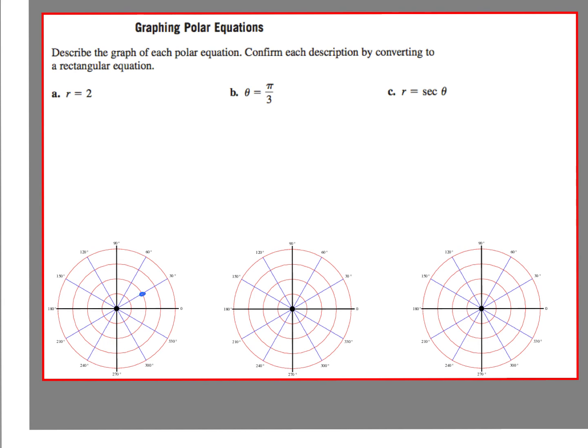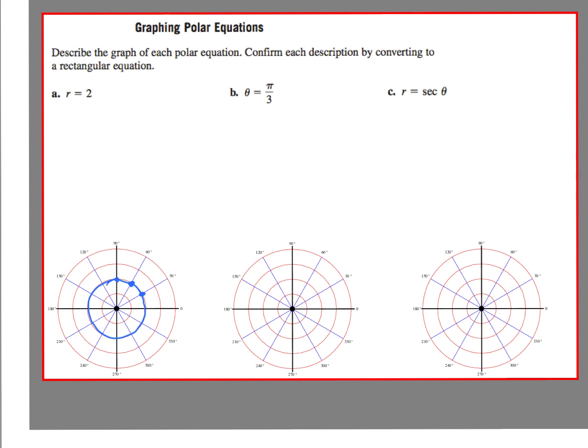Could it be pi over 3? Why not? How about pi over 2? Sure. How about any angle that I ever want? Yes. What would it be? It would be a circle. All right. If I just have my radius equals 2, it's a what? It's a circle.